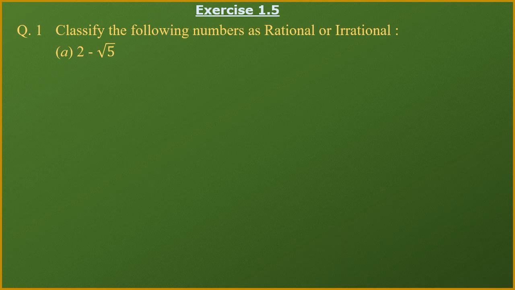Now we are starting exercise 1.5. First question: classify the following numbers as rational or irrational. In the first question we are given 2 minus root of 5. Just now I took the example of 2 multiplied by root of 2. A similar kind of question is given here.